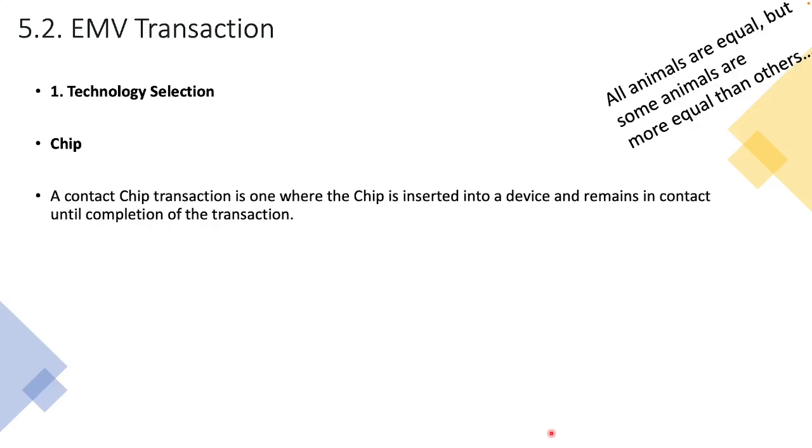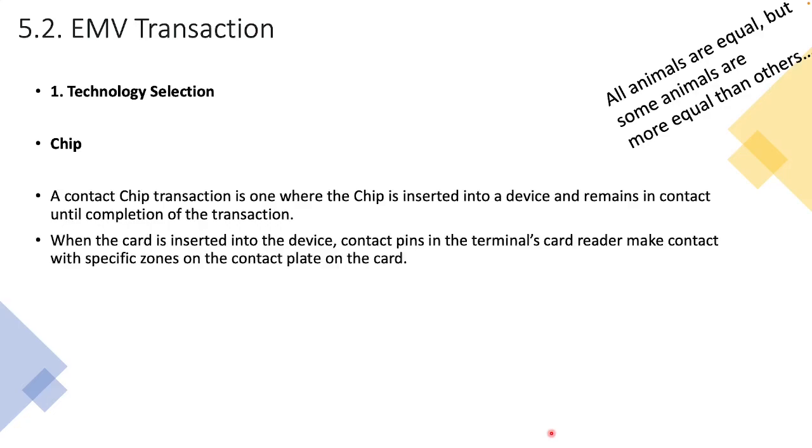A contact chip transaction is where you insert the card into the POS device's card reader or chip reader, and the chip is powered up by the terminal. It stays in contact with the terminal until the transaction is complete. Only once the transaction is complete do you remove the card.